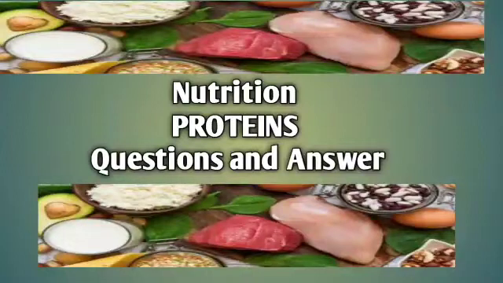Nutrition, Chapter 6. Protein. What element is found in protein that is not present in other nutrients? Answer: nitrogen.